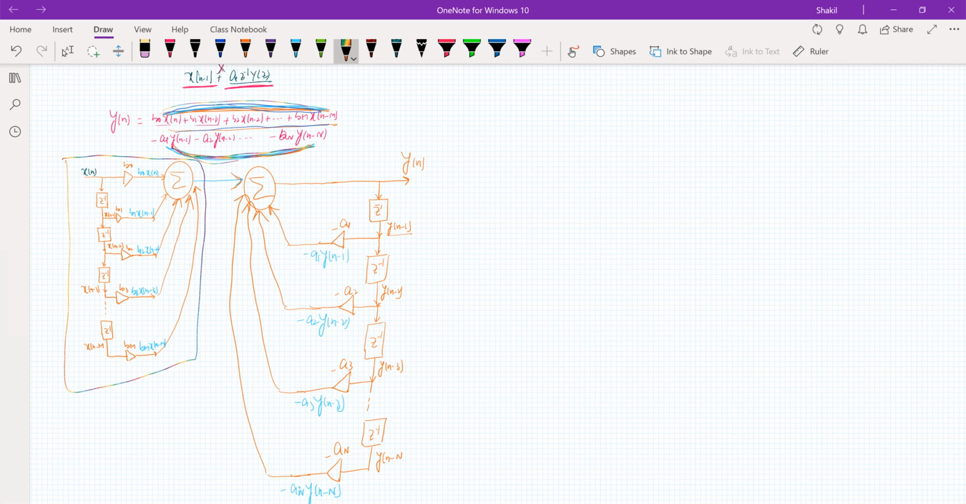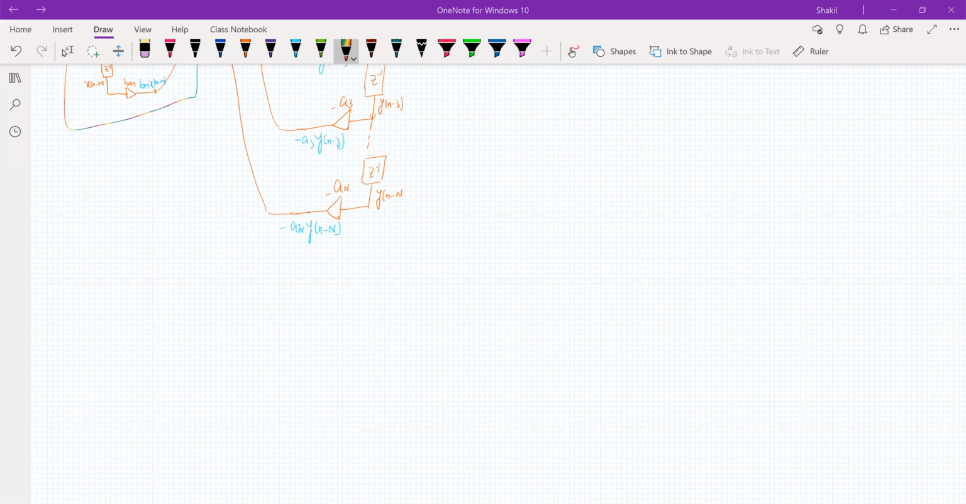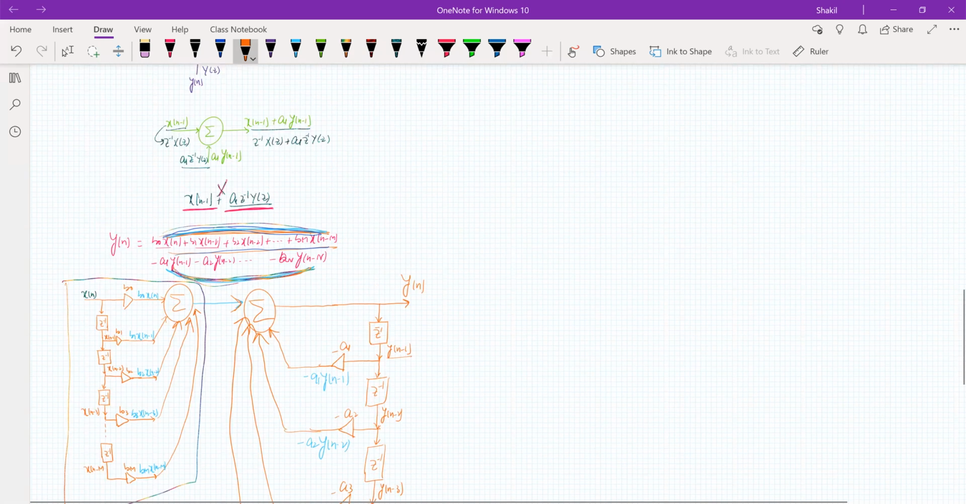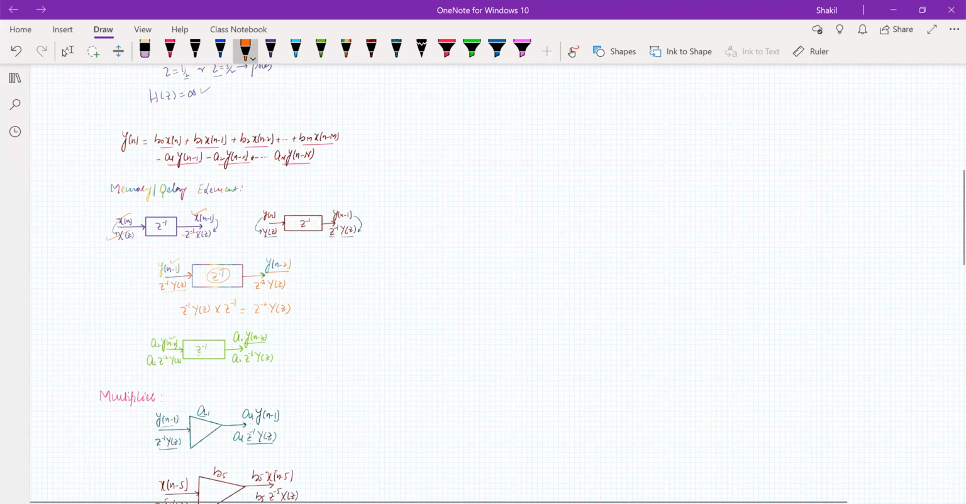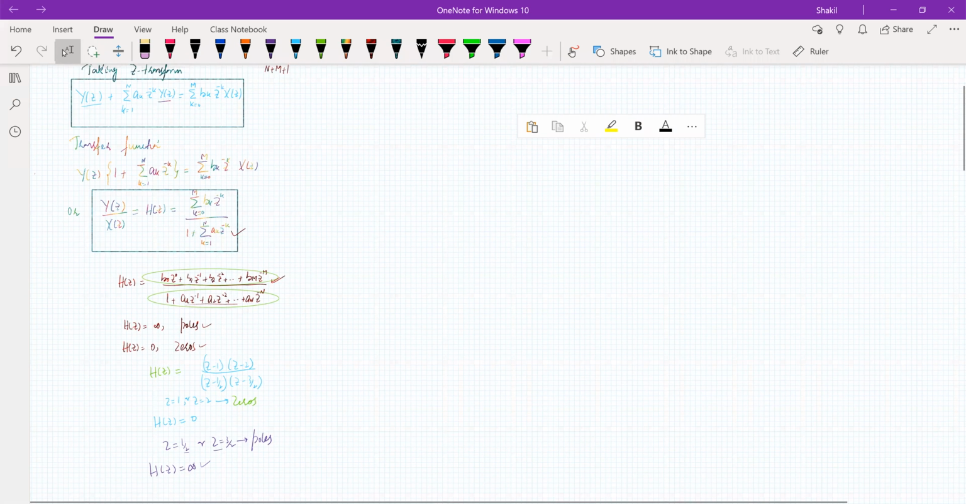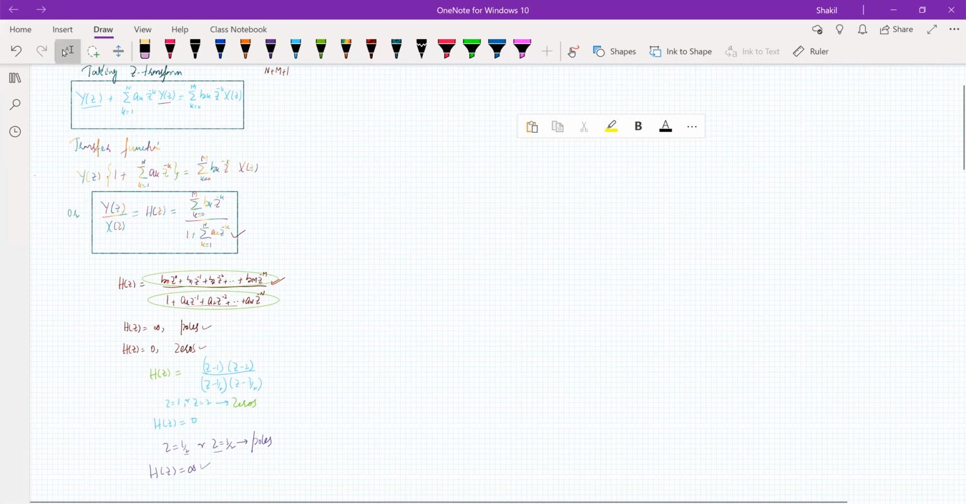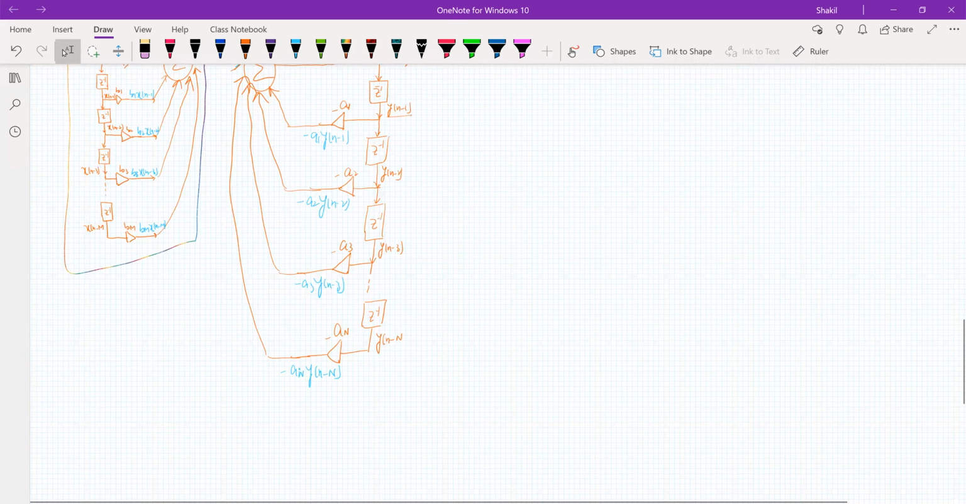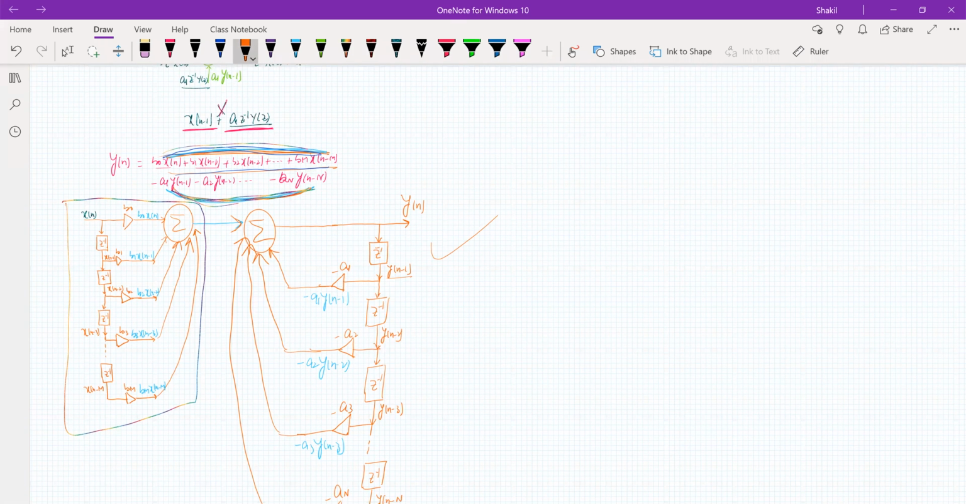Have a look at this. Please pay attention. So this is how we realize this discrete time system, which is described by this general nth order difference equation. All right. I hope you have got the idea here. Now in the next session, we'll see what happens to the structure if we change the order of these poles and zeros. That we shall learn in the next session.